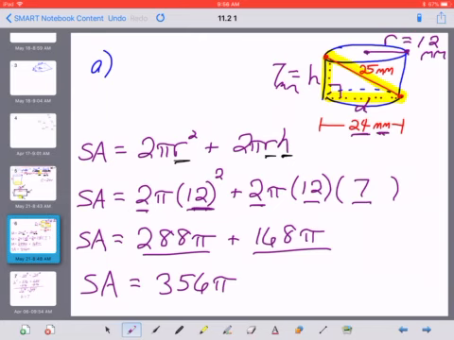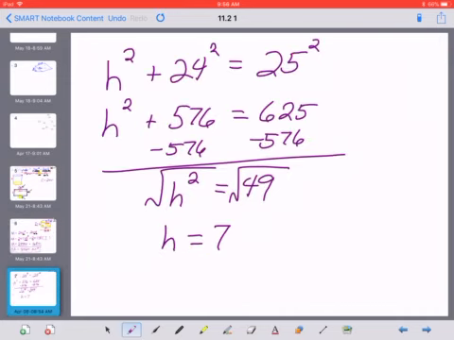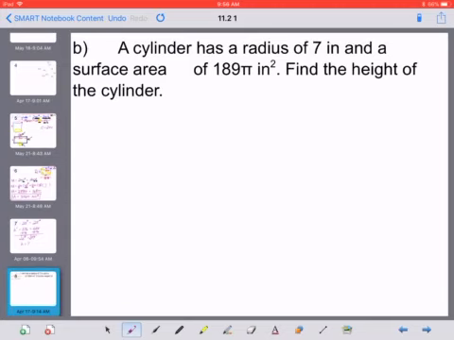Linear units here were given to us as millimeters. So the area for surface area is going to be square millimeters. So 356 pi is going to be our answer for example A. All right, and there was our Pythagorean theorem work. Let's look at one last example before we're done with this one.